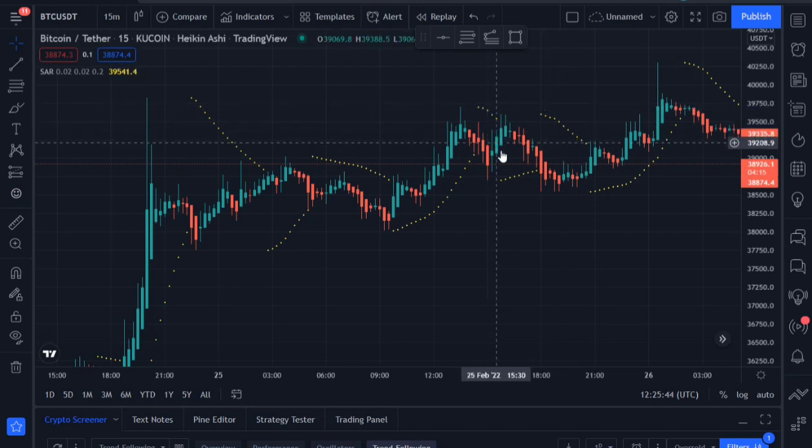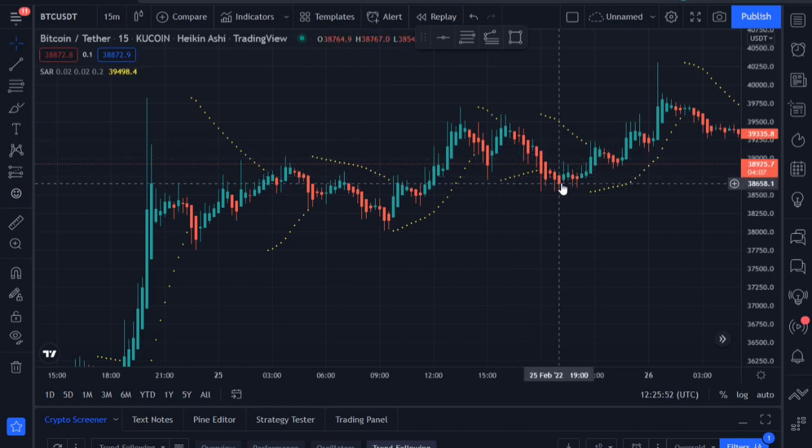Now here it is. Parabolic SAR is trying to tell you that you should buy. Let's just use this one as a case study right now. Parabolic SAR is trying to say you should buy because the moment the dot is below a candle, that's a buy signal, and the moment the dot is above the candle is a sell signal. But I will show you a high win rate strategy that will help you not to get into unnecessary losses.